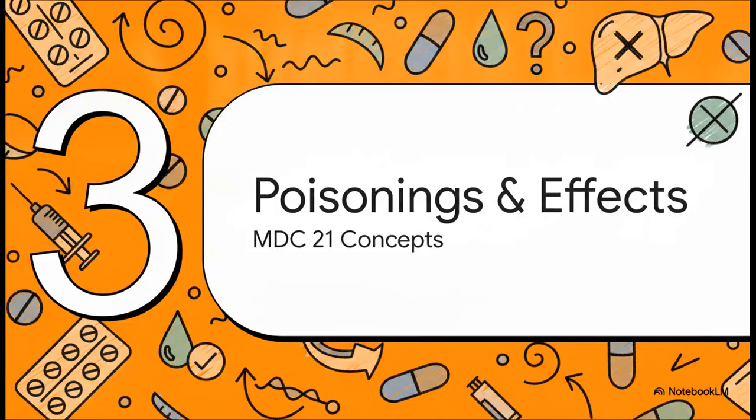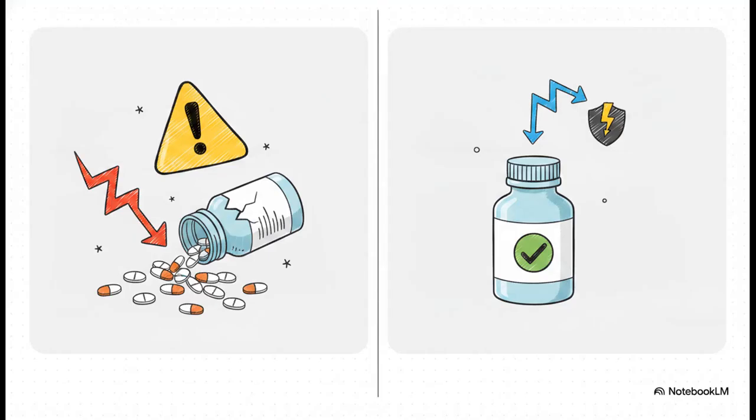All right, Section 3, poisonings, adverse effects, and underdosing. This falls under MDC 21, and we need to make these concepts crystal clear. This is a massive learning objective, so listen up. You have to memorize this distinction.